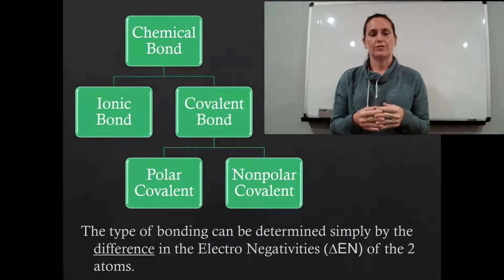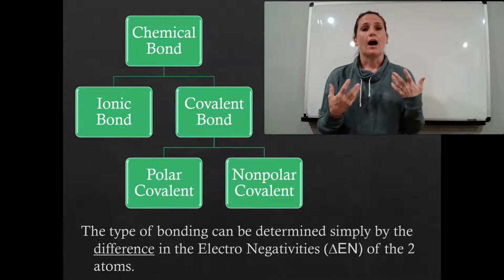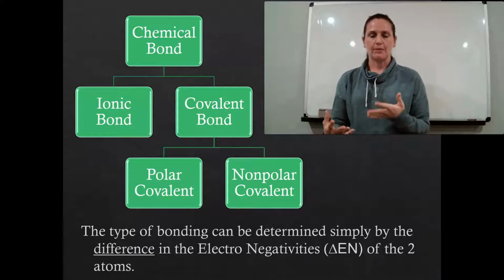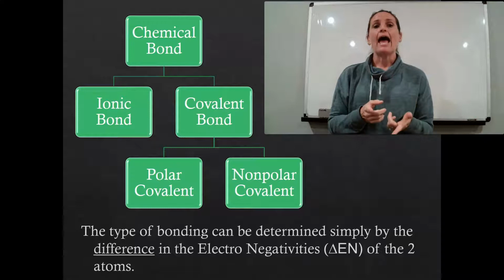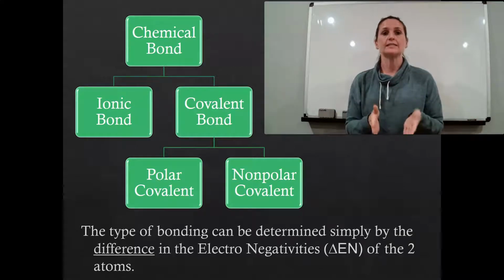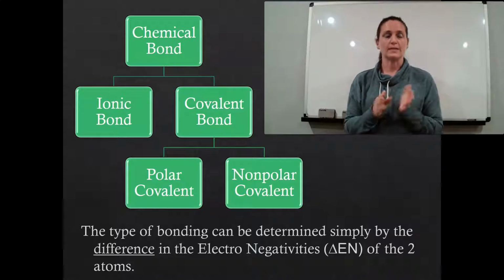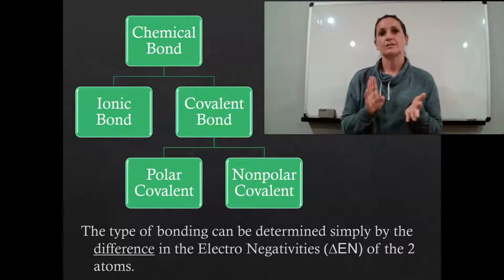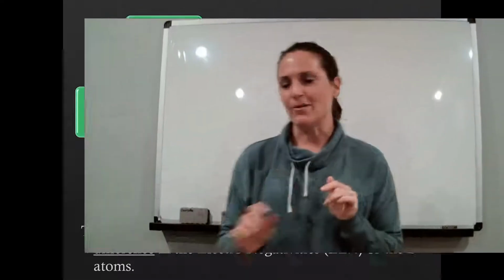So what we're going to be doing is looking up different electronegativity values on a chart or on a periodic table, and then subtracting those values to get the difference. Then we're going to use the difference to tell us whether the bond that was formed is ionic, polar covalent, or non-polar covalent. So now you're ready to go. Let's get going.